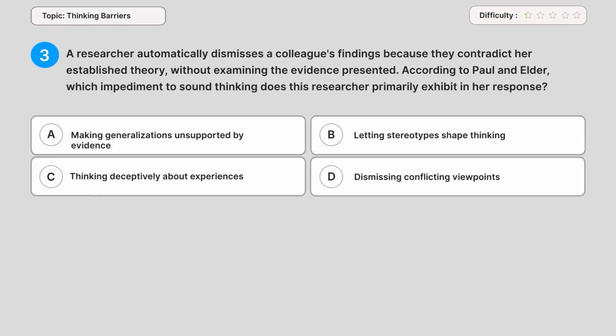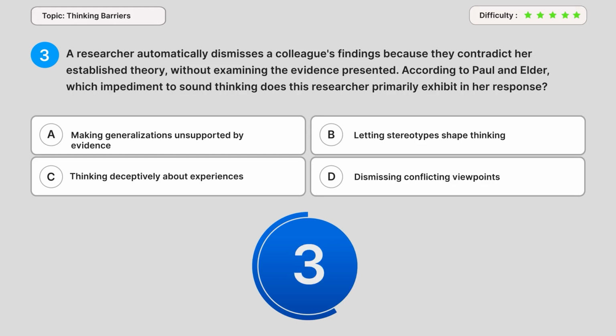3. A researcher automatically dismisses a colleague's findings because they contradict her established theory without examining the evidence presented. According to Paul and Elder, which impediment to sound thinking does this researcher primarily exhibit in her response? A. Making generalizations unsupported by evidence. B. Letting stereotypes shape thinking. C. Thinking deceptively about experiences. D. Dismissing conflicting viewpoints. What do you think is the answer?